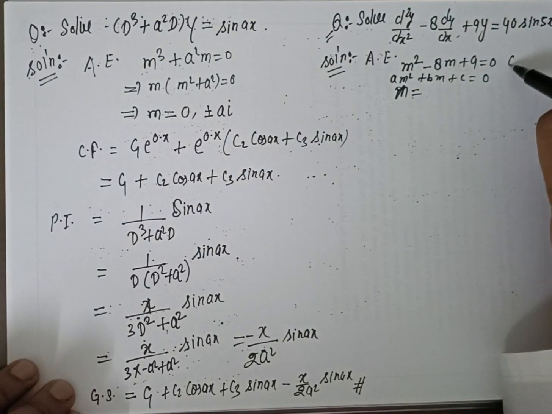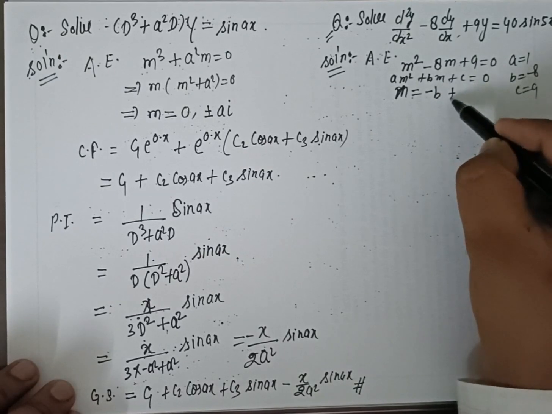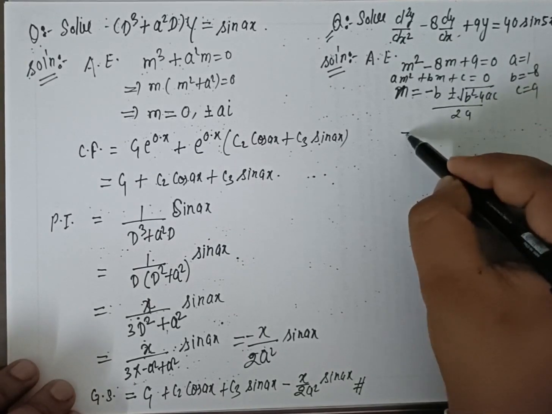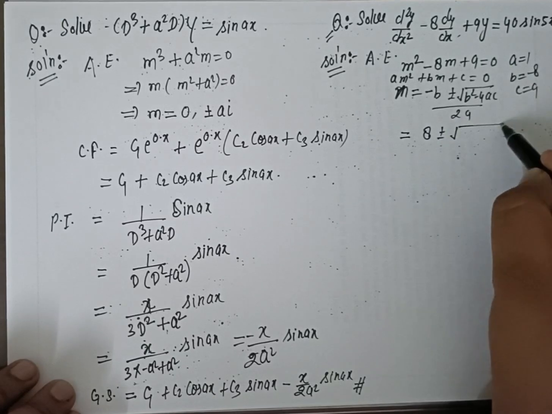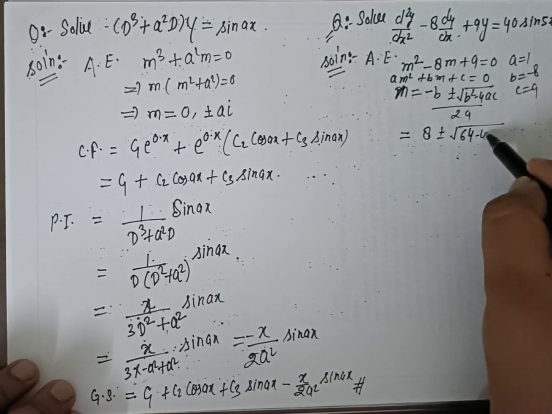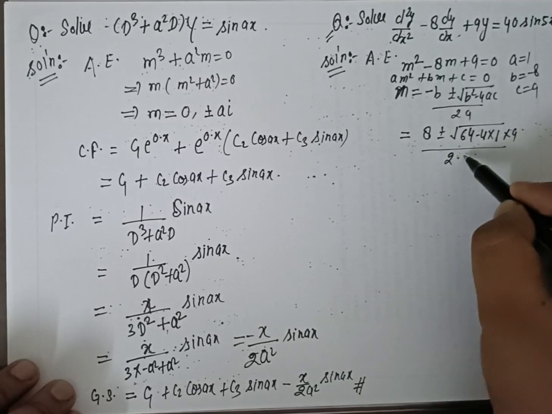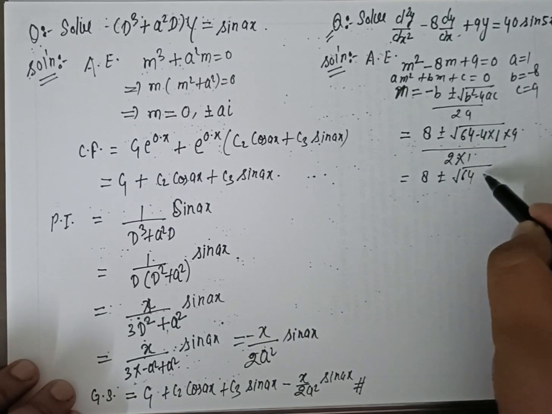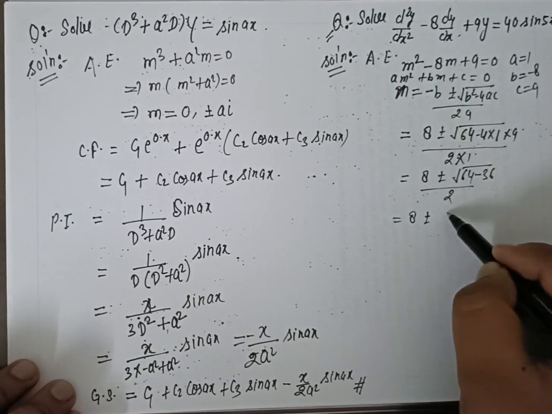We compare it with the quadratic general form am square plus bm plus c, so we decide the values of a, b, c. a equals 1, b equals minus 8, and c equals 9. So you can write the formula: minus b plus minus square root of b square minus 4ac, divided by 2a. Minus b means plus 8, because minus is already there, and then plus minus square root of b square, which is 64, minus 4 times a value 1 and c value 9, and then divided by 2 times a value 1. So you can write here 8 plus minus square root of 64 minus 36, divided by 2.